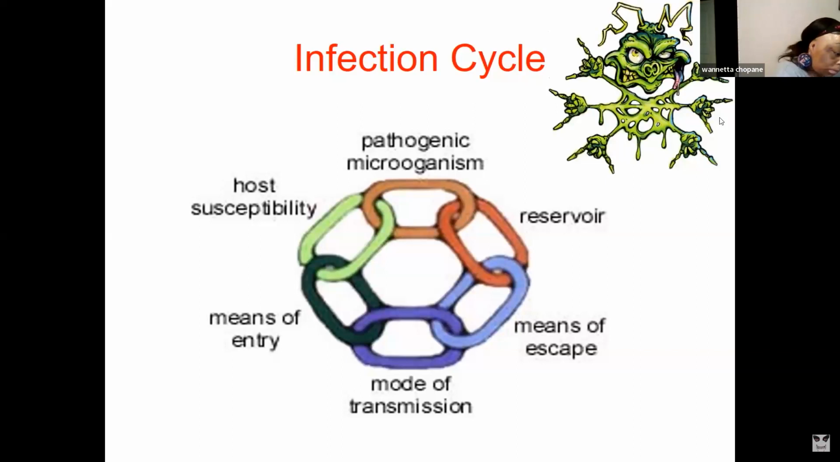Are you breathing it in? These are ways that we talk about means of entry. So again, we have the reservoir, means of escape, mode of transmission, means of entry, and of course, we have to have the host or susceptibility. Who is the most likely susceptible person to this virus or infection? Is it an immune compromised individual? Is it geriatric patients? Or maybe it could be a newborn or an infant who has an underdeveloped immune system.